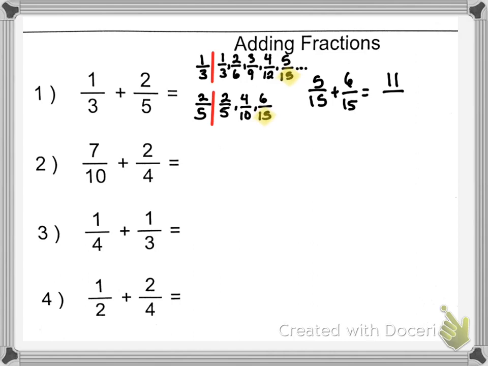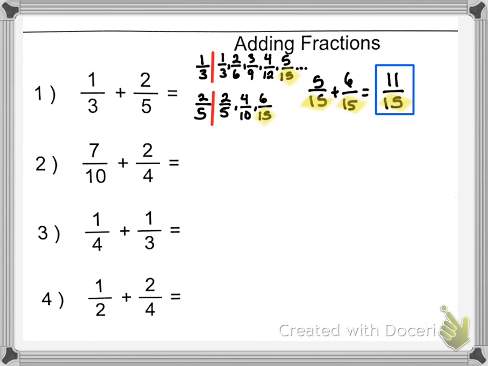and then I'm going to leave the denominator the same. So 15 plus 15 is not going to be 30, it's going to be 15. It stays the same. Notice that the denominator does not get added. That's one of the common mistakes that people make when they add fractions. They also add the denominator, and that's incorrect. So my final answer is 11/15.